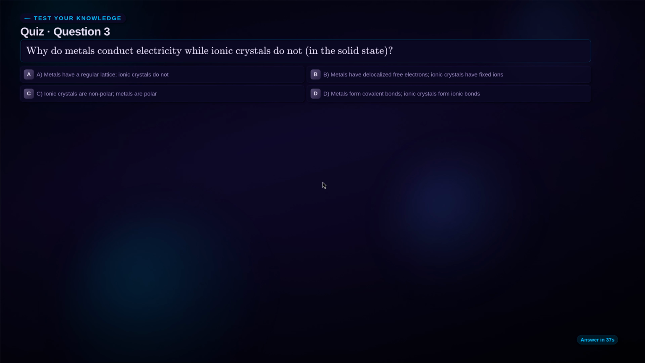Quiz question 3. Why do metals conduct electricity while ionic crystals do not in the solid state? Option A. Metals have a regular lattice while ionic crystals do not. Option B. Metals have delocalized free electrons while ionic crystals have fixed ions. Option C. Ionic crystals are nonpolar while metals are polar. Option D. Metals form covalent bonds while ionic crystals form ionic bonds.